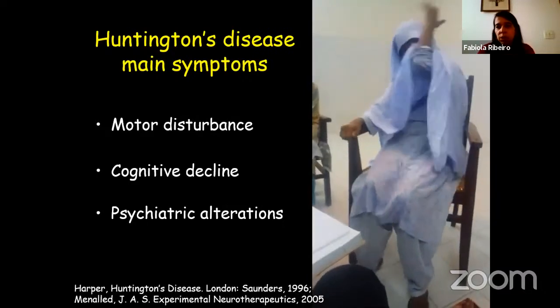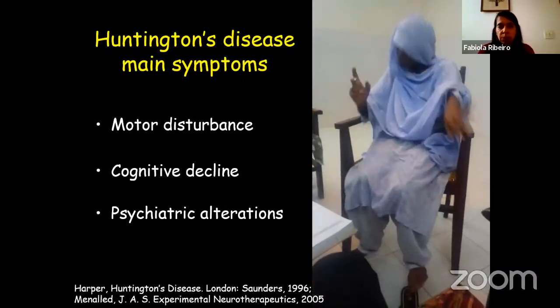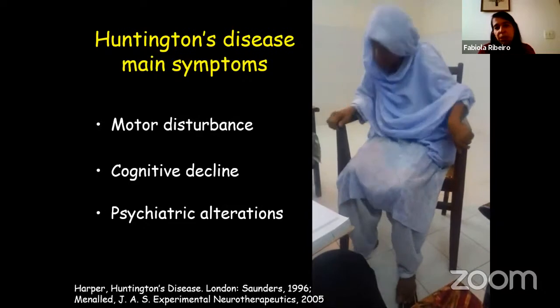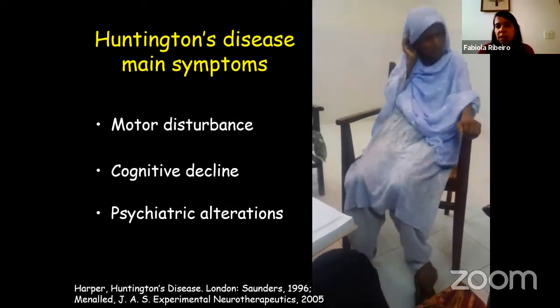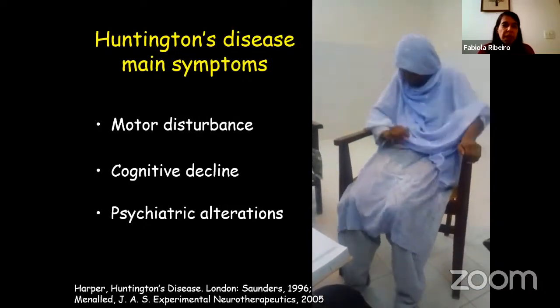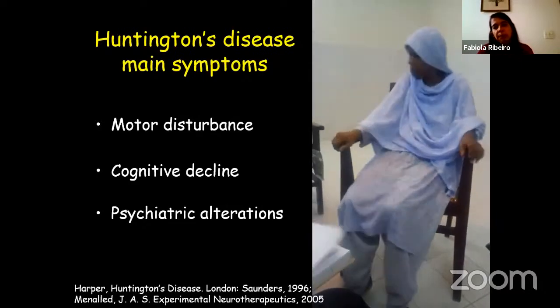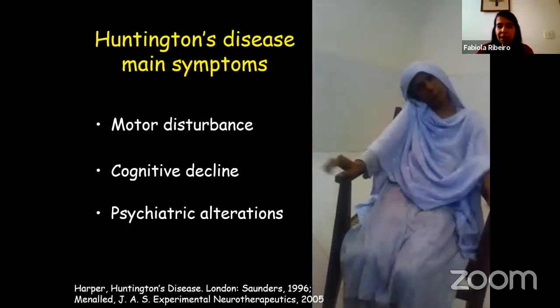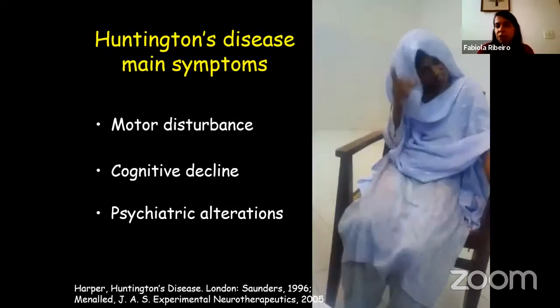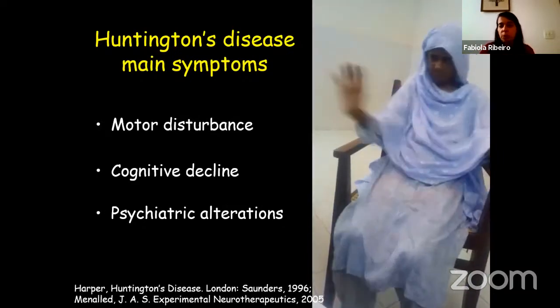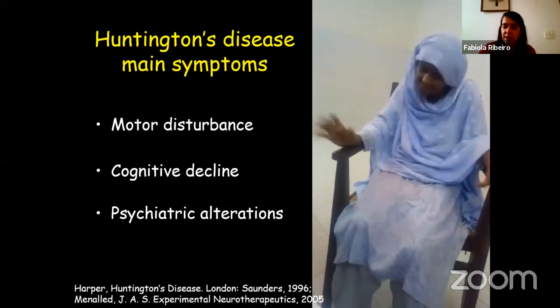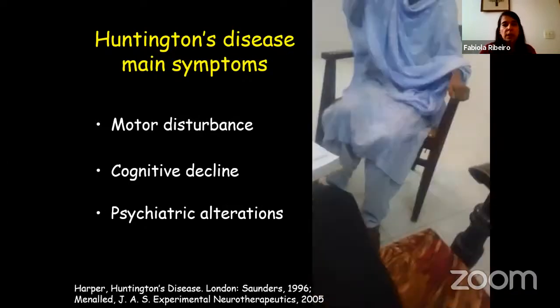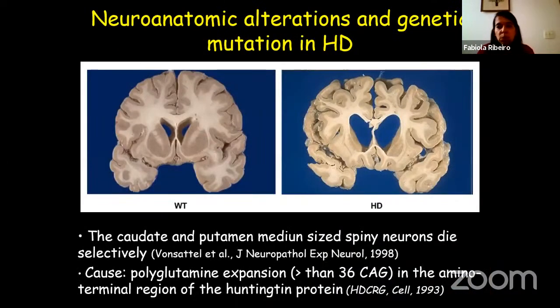It's also called chorea dance, or choreic movements. Patients also have problems walking, eating, and speaking. And Huntington's is also a type of dementia. So patients exhibit cognitive decline as well as psychiatric alterations, as depression and psychosis are more common among HD patients than others. So what causes all these symptoms?